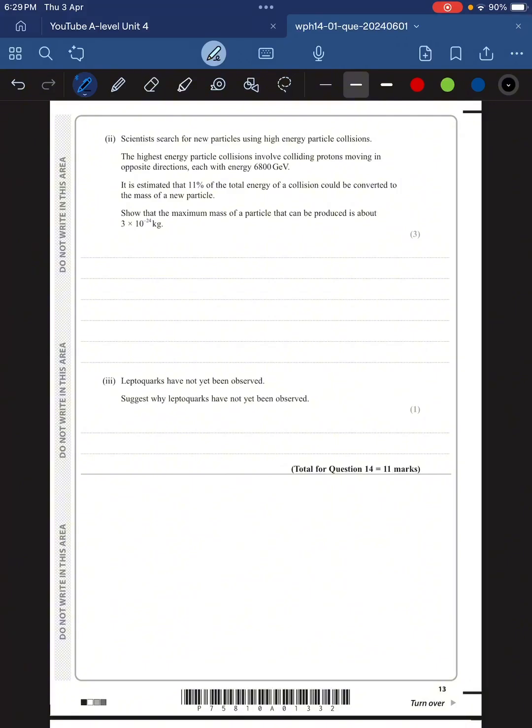So here we are told that 11% of that energy of 6,800 GeV, which is 10 to the 9 eV, and 1 eV is 1.6 times 10 to the negative 19 joules, is available to be converted. Okay, so let me write this down. So this is joules. If you multiply, you get 2.39 times 10 to the negative 7 joules.